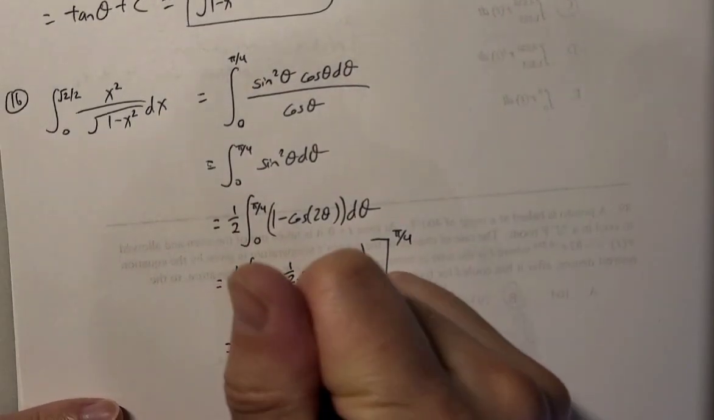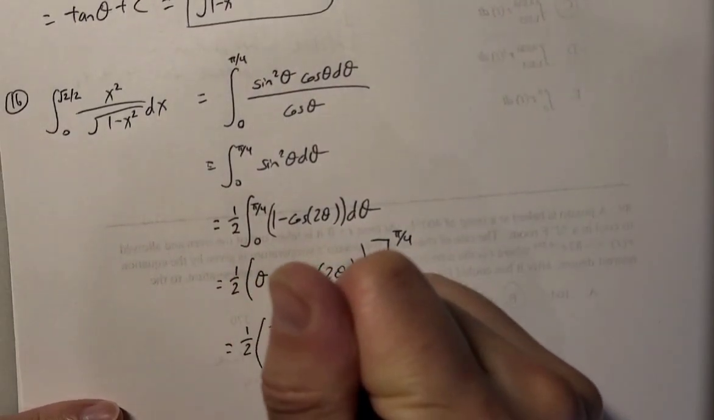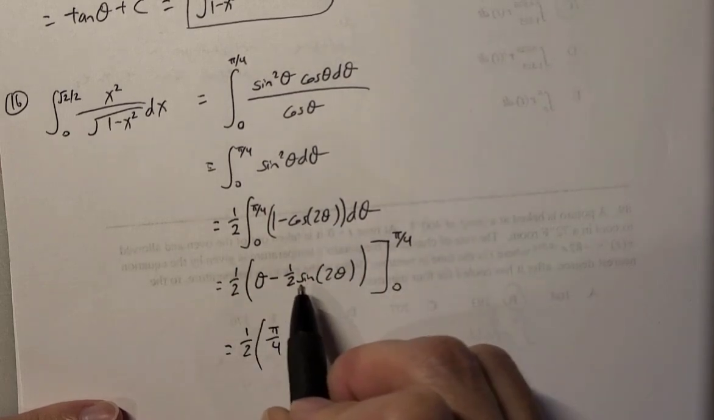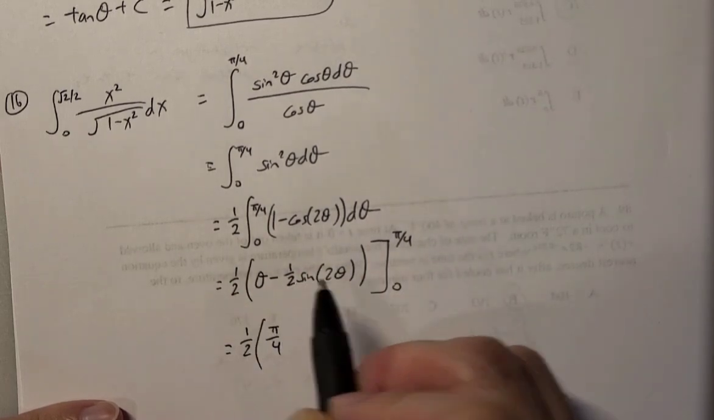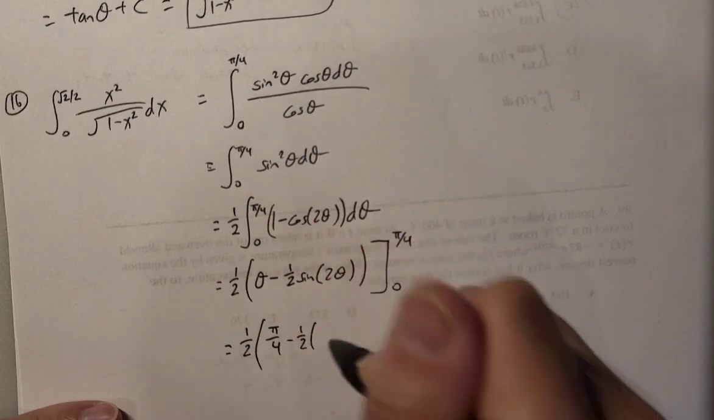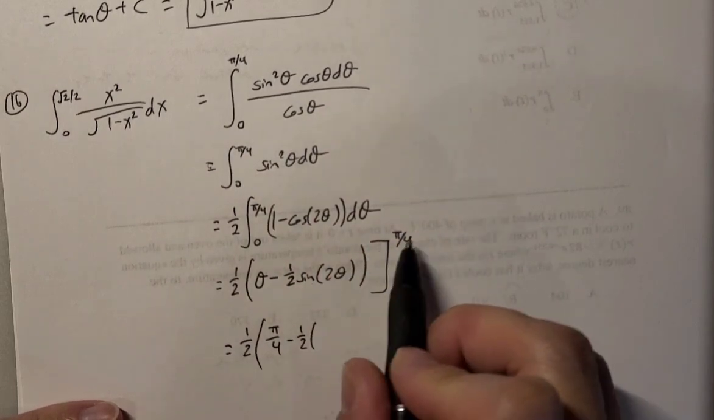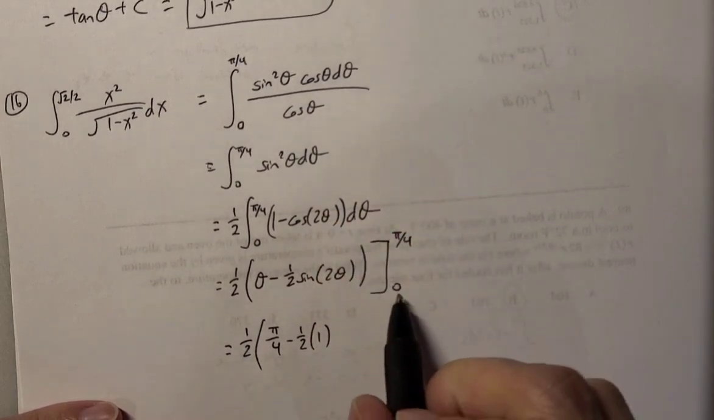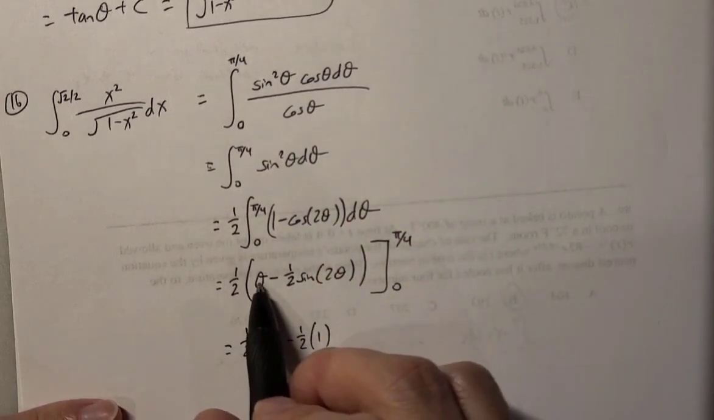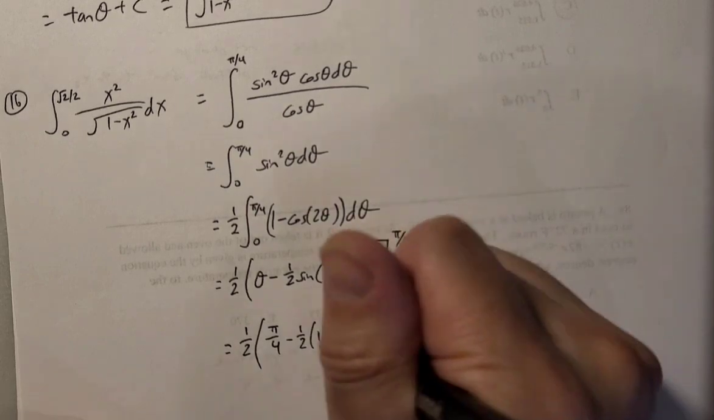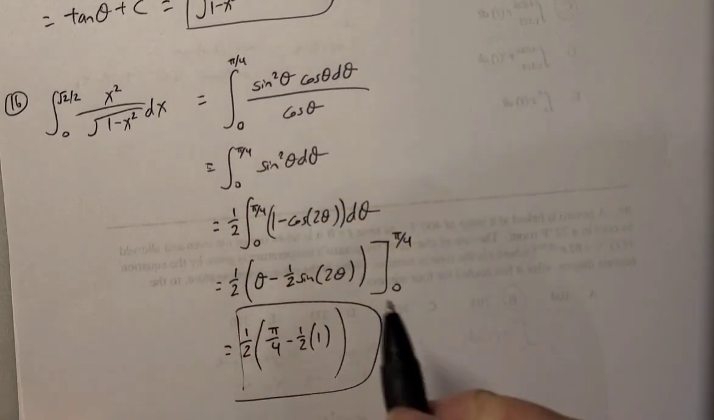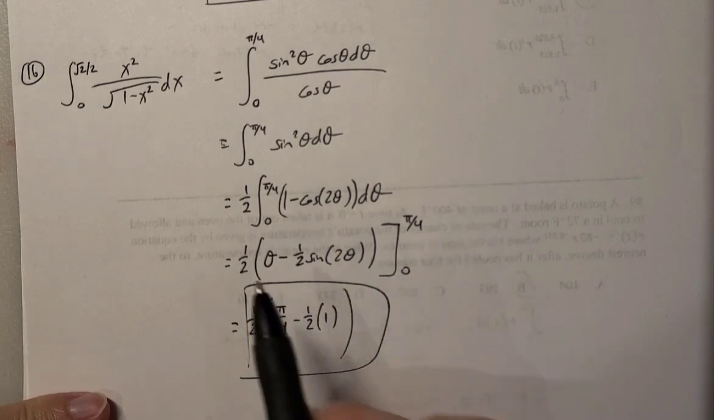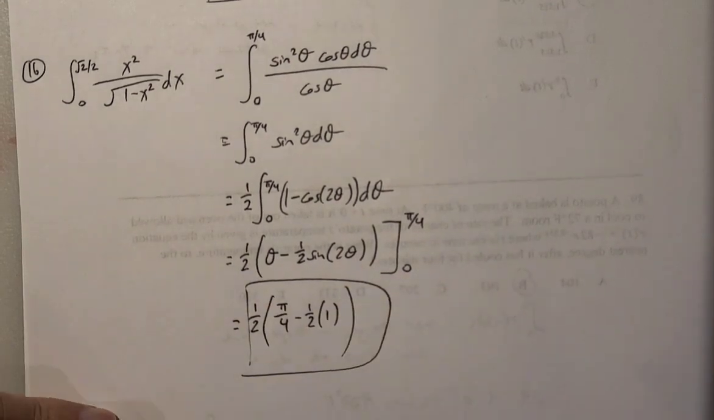So what do we get? Half times pi over 4. We plug in the upper bound first, that's what I'm doing. Minus half times, what is sine of pi over 2? Because 2 times pi over 4 is pi over 2. That's just 1. Okay? And then when we plug in 0 for the lower limit, this would be 0. Sine of 0 is also 0. So this is our answer. So that's why we change our limits, because it's just easier to plug in at the end instead of back substituting and then plugging in.